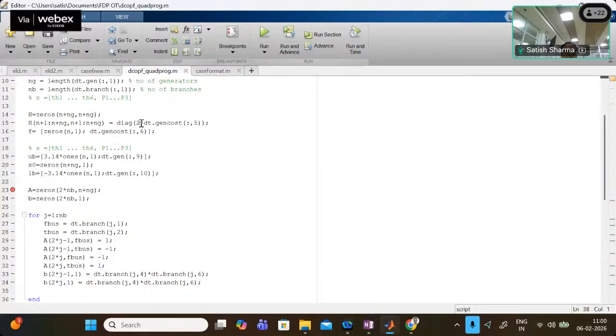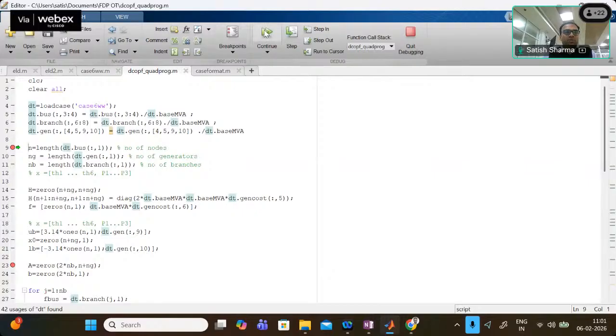So what I will do is multiply this here with the square of dt dot base MVA in the A part, and the function was basically zeros, and then dt was this, so it should be multiplied with dt dot base MVA and multiplied with this particular. So the cost coefficients should be like this. Now let's see whether we are getting the same solution or not.